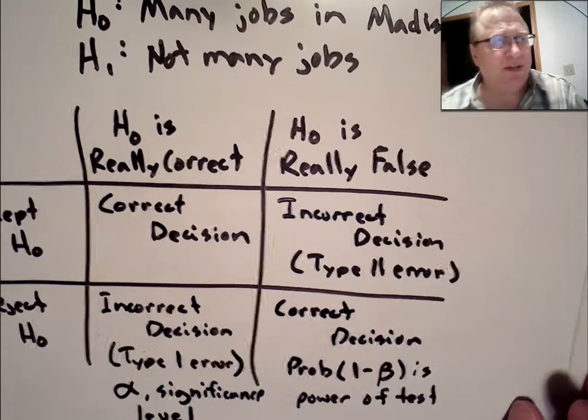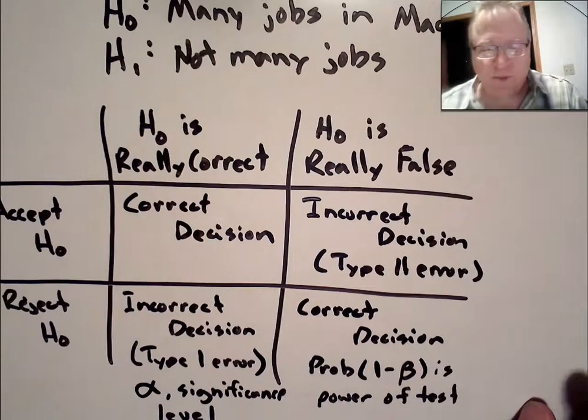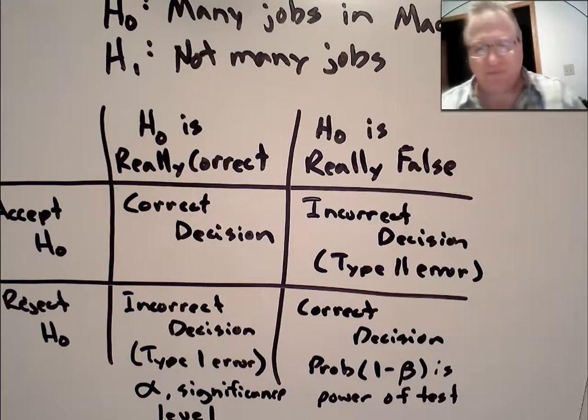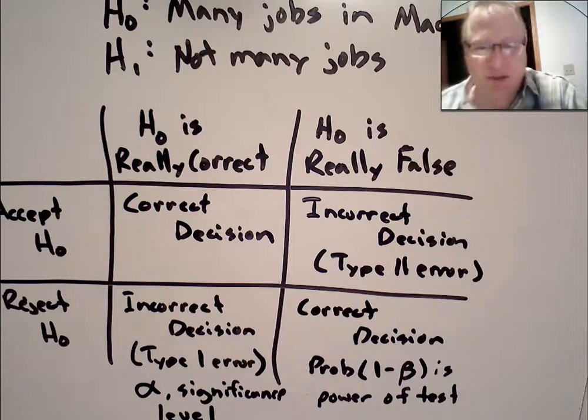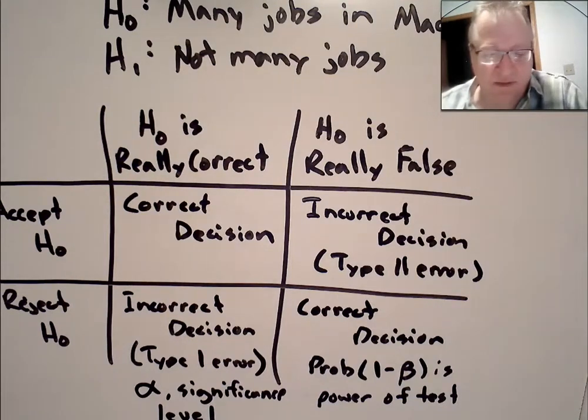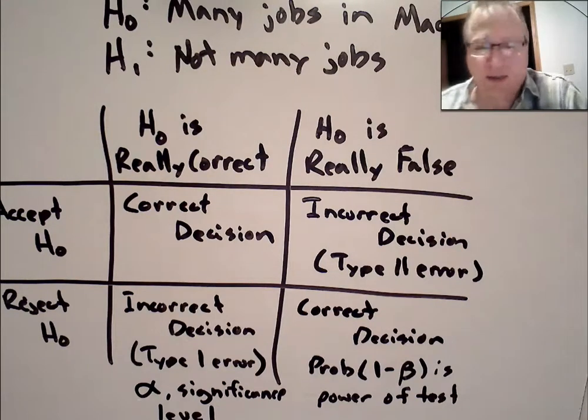Okay, so how are we going to put this in terms of the type 1 and type 2 errors? Well, let's see. A type 1 error occurs when H0 is really correct, but we accidentally reject it. And so how would that come to be in this silly little example? There were many jobs in Madison, but for some reason, I reject that fact. I determine that there's not so many jobs when truly there were a lot of jobs. That would be the type 1 error. I decided there were not many jobs. I rejected the null hypothesis.